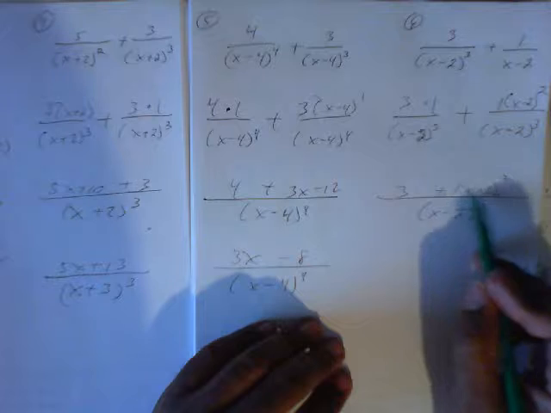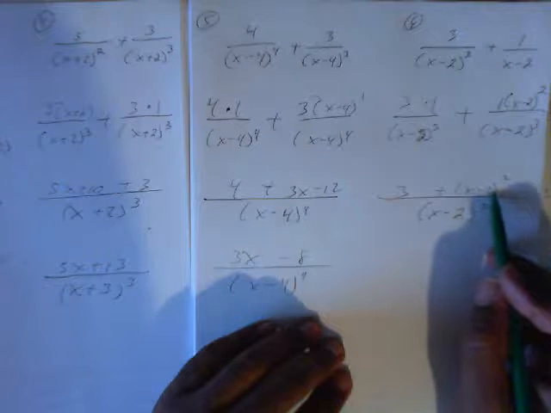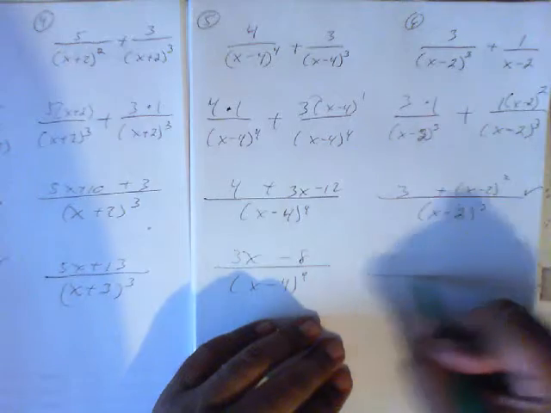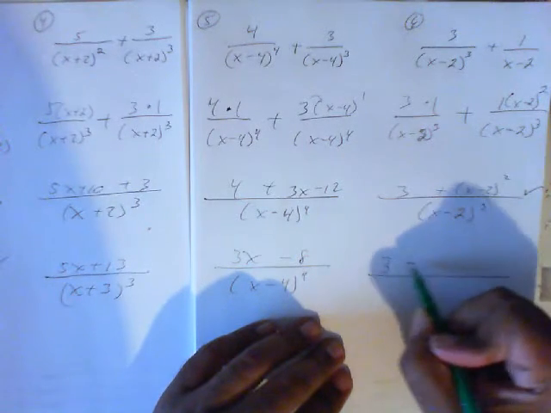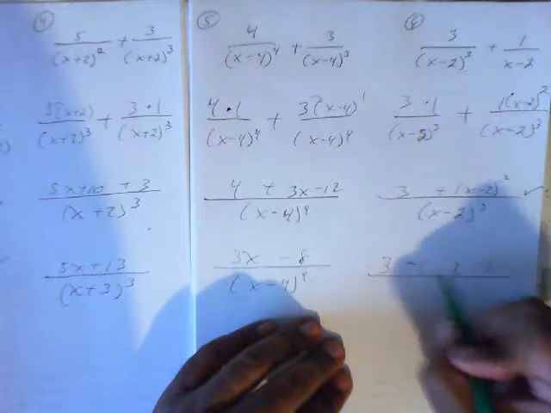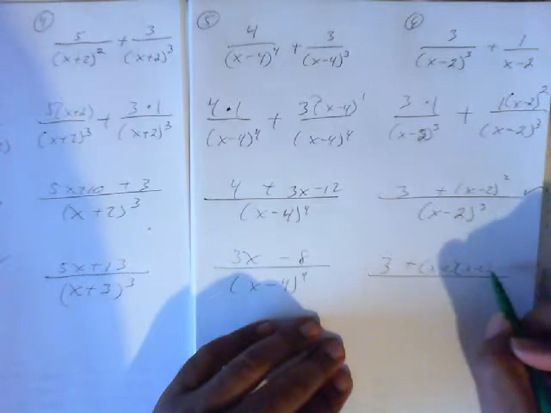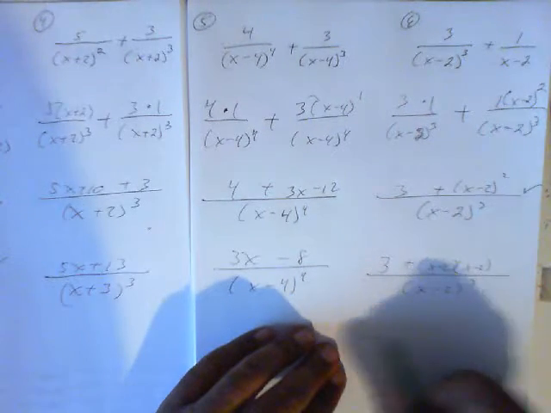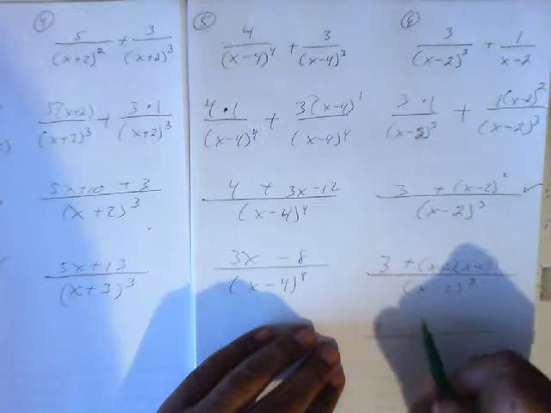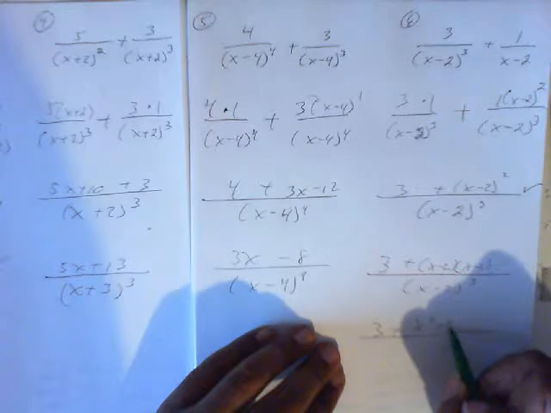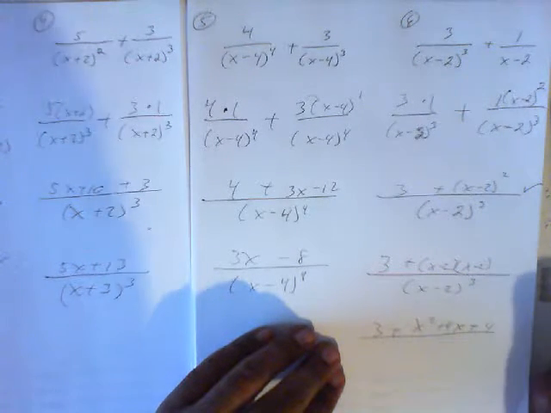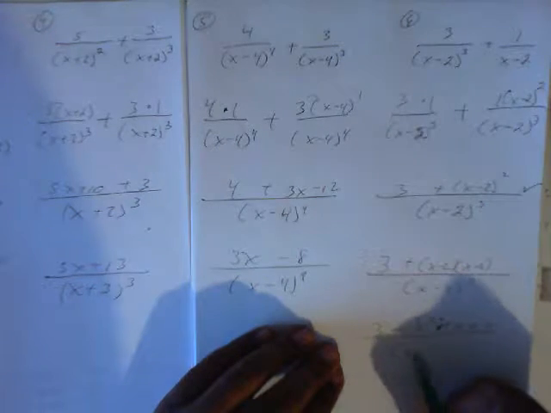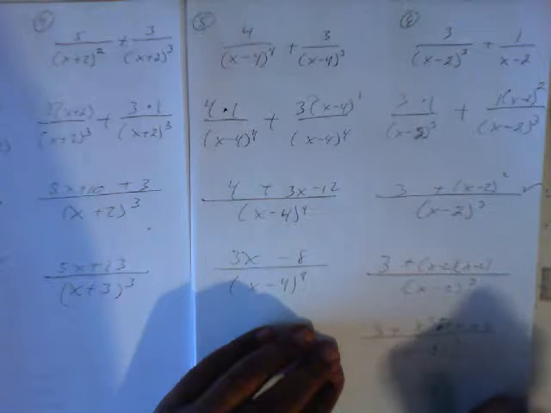Okay. We won't expand this. We'll keep it the same. But that can be expanded. Again, we can use this as an answer. But this can be expanded as, when we do a FOIL, x minus 2 times x minus 2, over x minus 2 to the third power. This becomes 3 plus x squared minus 4x plus 4. Sorry, that's plus 4, and that's all over x minus 2 to the third power.